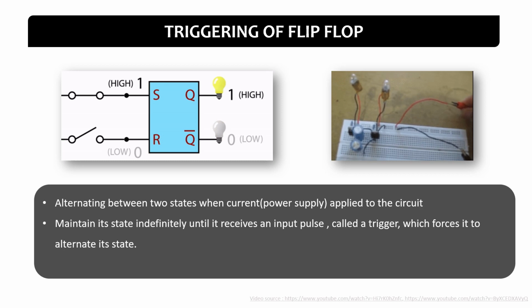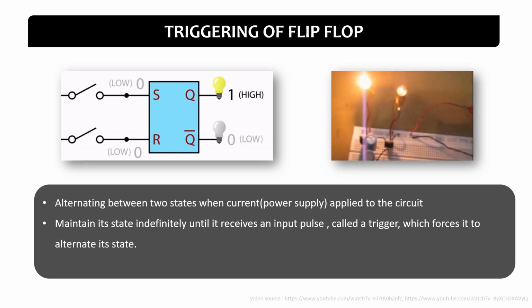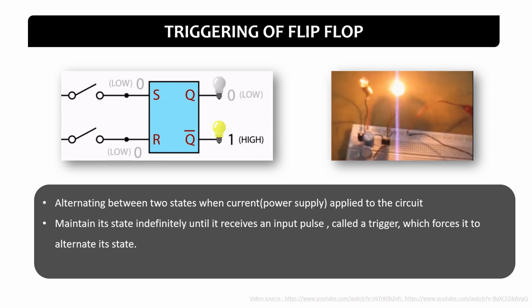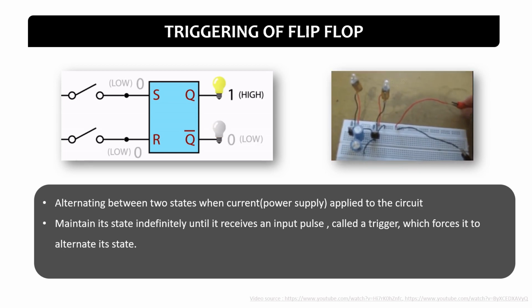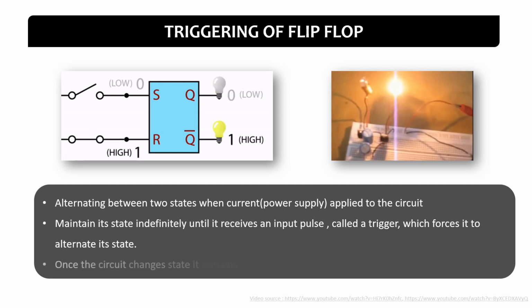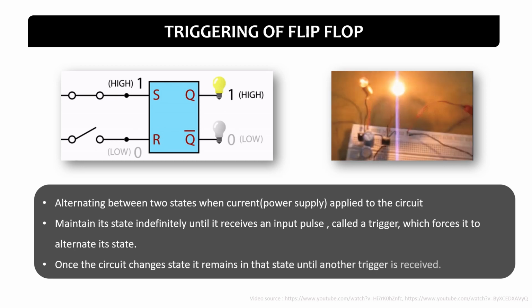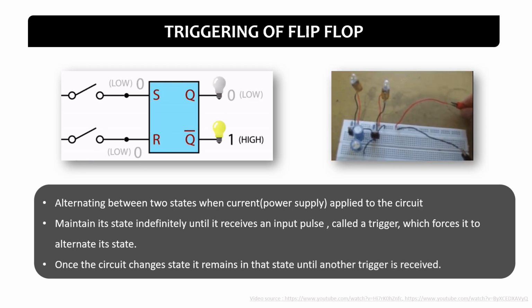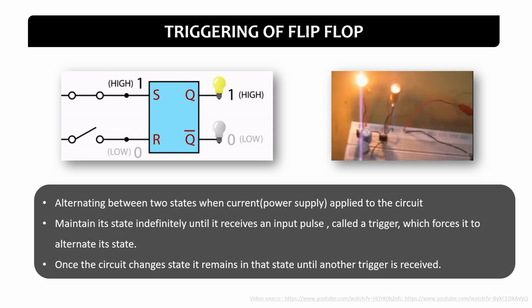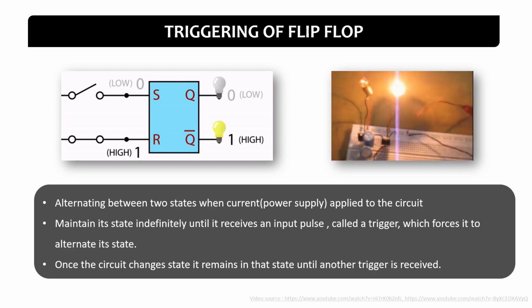A trigger is nothing but a pulse, an input pulse we apply to the circuit to change its state, right? And the last point, once the circuit changes state, it remains in that state until another trigger is received. Of course, if your circuit is in an on state, until you apply the force for the off, it will not change its state.